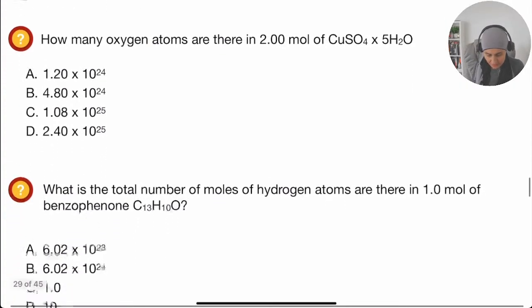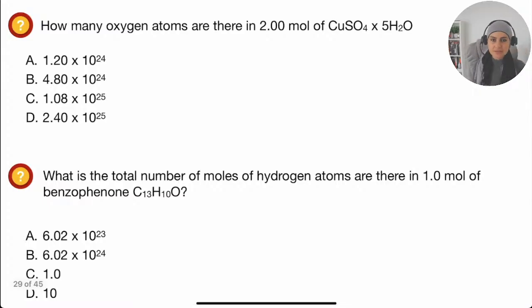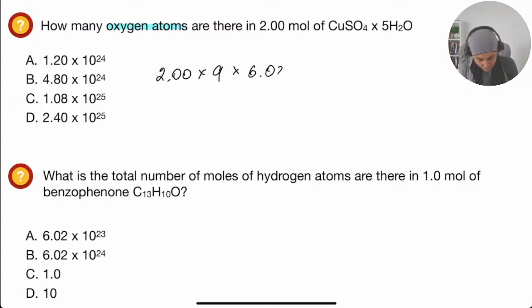That's a D. How many oxygen atoms are there in 2 moles of copper sulfate times 5H2O? Okay, we do 2 moles. How many oxygen atoms do we have? 4 from here, 5 from water, so 9 in total, times Avogadro's constant. So that's 2 times 9 times 6.02 times 10 to the 23rd, which is C.